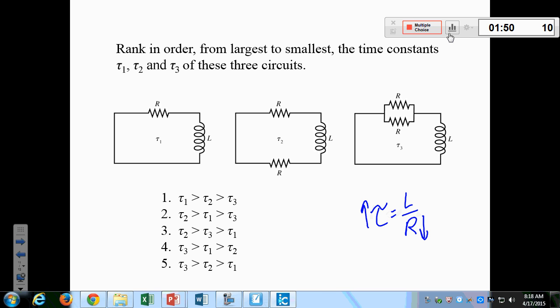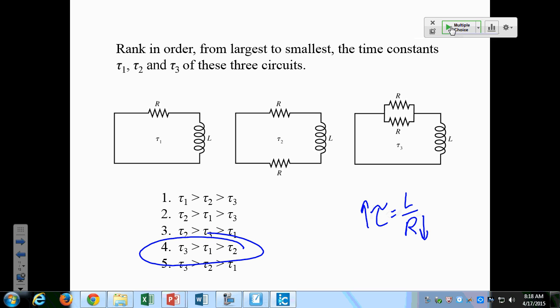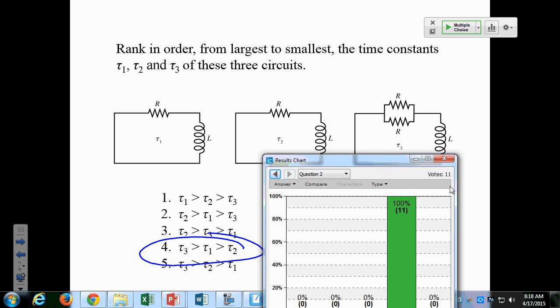And then I need to differentiate between these two. I have a bigger resistance for the second one. So where does it go, in the middle or at the end? At the end, right. It has the shortest time constant. So D is the right answer. Most of you had that. Just a few more seconds. Very good.